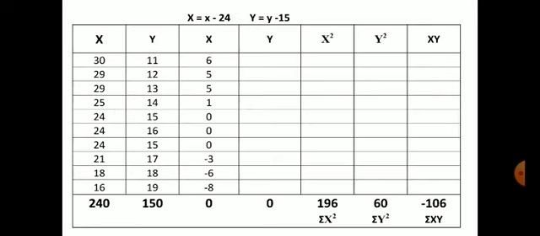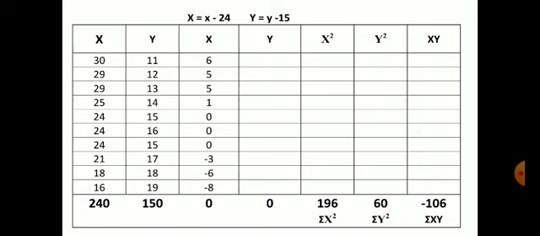I have done a bit of the calculations. In order to show you the results, I'm just showing them, but you do it by yourself, it will be practice for you. Capital X is x minus 24: 30 minus 24 is 6, 29 minus 24 is 5, 29 minus 24 is 5, 25 minus 24 is 1, 24 minus 24 is 0, 21 minus 24 is minus 3, 18 minus 24 is minus 6, and 16 minus 24 is minus 8.